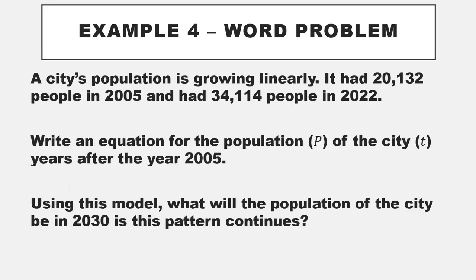All right, so example 4. It says the city's population is growing linearly. It had 20,132 people in 2005, had 34,114 people in 2022. Write an equation for the population of the city t years after the year 2005.